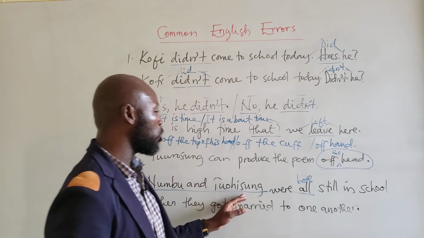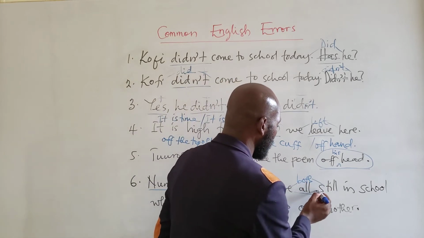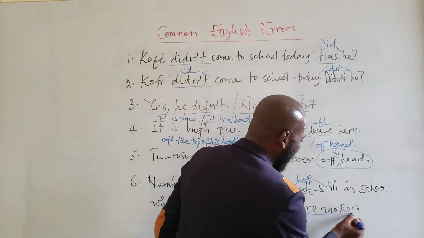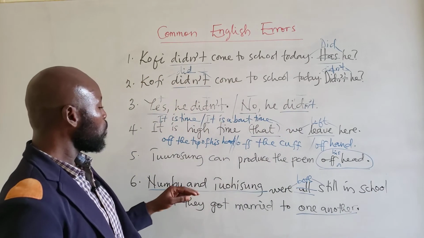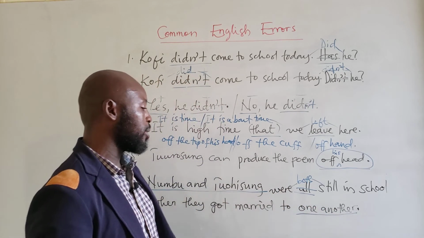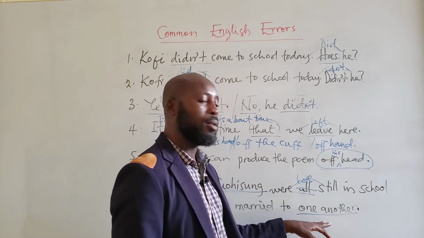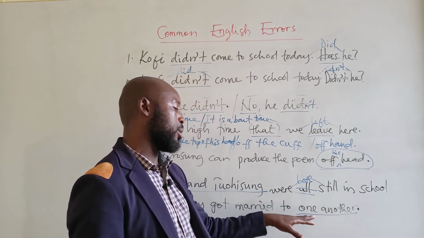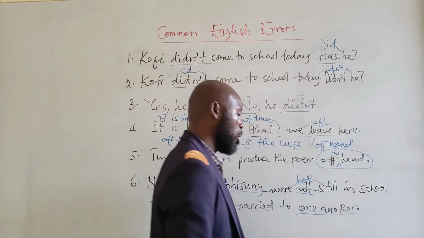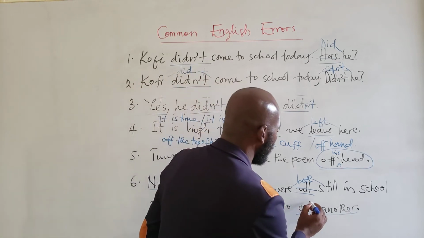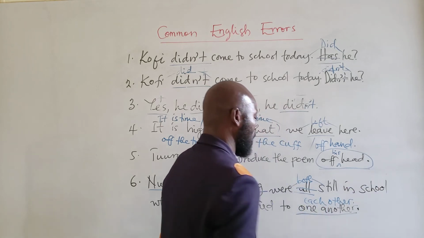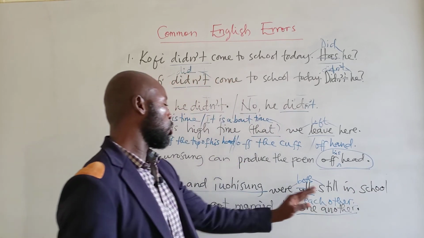So: Numbo and Tuhosung were both still in school when they got married to one another. That's another thing here. Because the number here is 2, this must also be 2 in order to go with this. This is what we call a plural indefinite pronoun, and the number here is for 3 and not 2. So this should be "each other" to refer to two people.